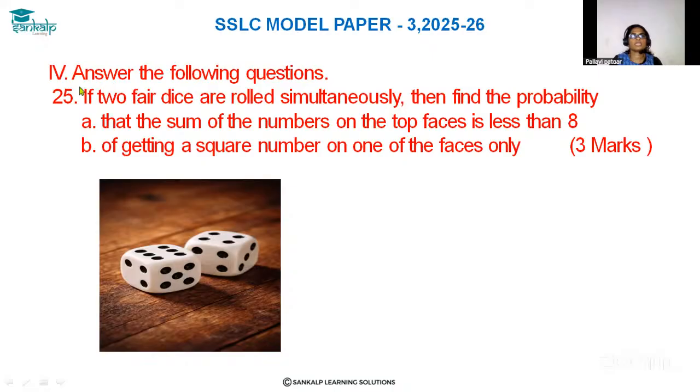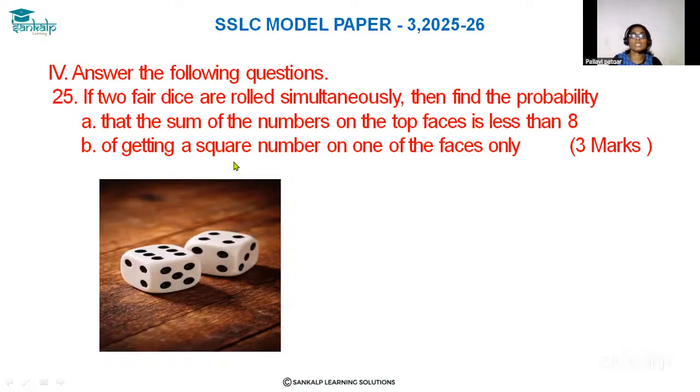Fourth main, answer the following question. Look at question number 25. If two fair dice are rolled simultaneously, then find the probability that the sum of the numbers on the top faces is less than 8, and of getting a square number on one of the faces only. Okay. So here, first we need to find the total number of outcomes.